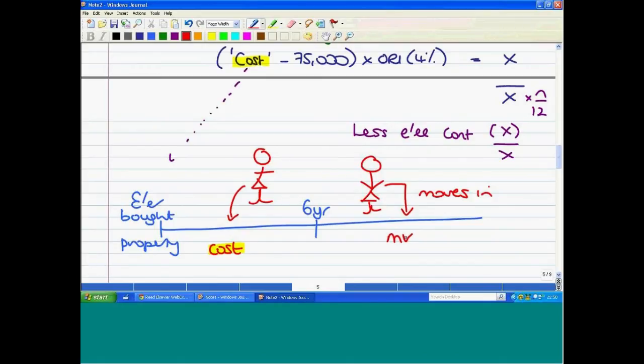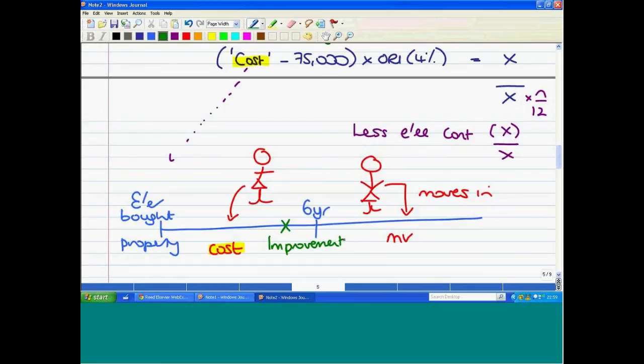And a lot of questions will give you both the cost and the market value for you to work out which one is applicable. Now, whilst I have my 6-year little timeline on here, let's just very briefly talk about improvements. Now, improvements are supposed to be added if required to make the actual value of the property seem realistic. So let's say, for example, that I have made an improvement here.